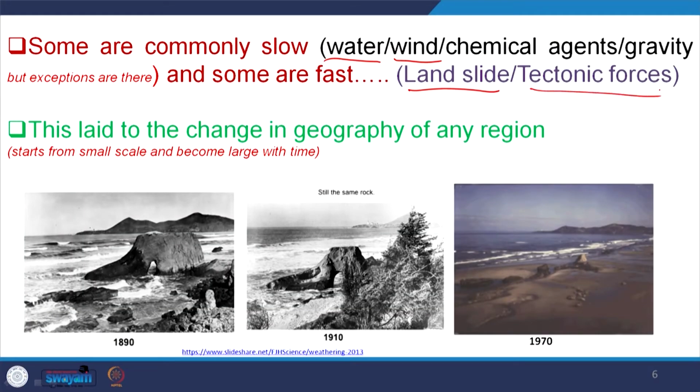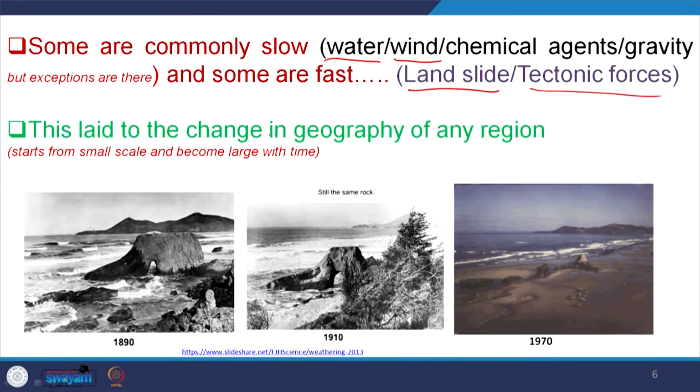Then tectonic forces are fast processes, though sometimes they are considered slow processes, because tectonic movement is 5 centimeters per year, 3 centimeters per year, 2 centimeters per year. But at certain times, events occur that change the topography. Nepal earthquake, huge fractures within a minute. So, some of these weathering agents work very slowly and some work very fast, but exceptions are always there.